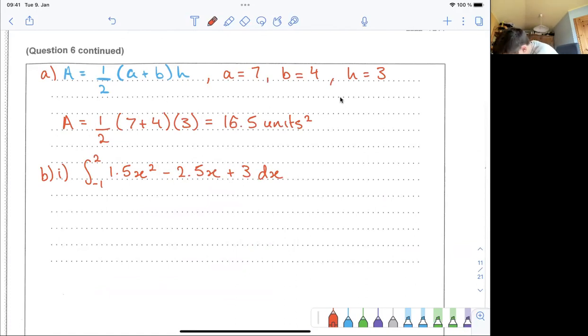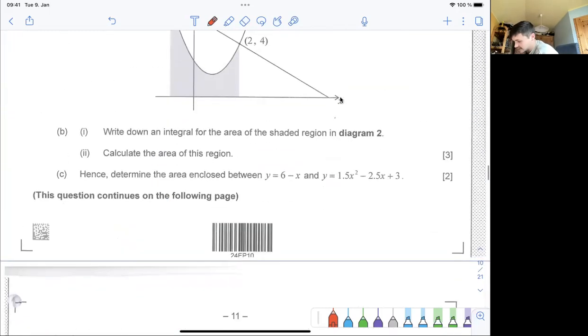And then moving on to part B2, or part BII. Let's go. It says calculate the area of this region. Let's go through and we'll do our highlighting. Okay, write down an integral for the area of the shaded region. There we go. We'll do that.